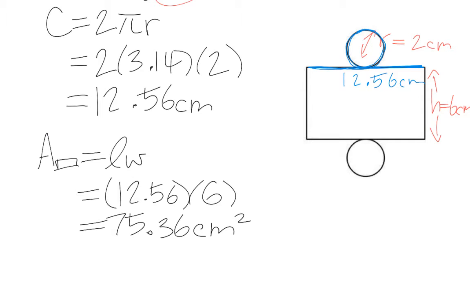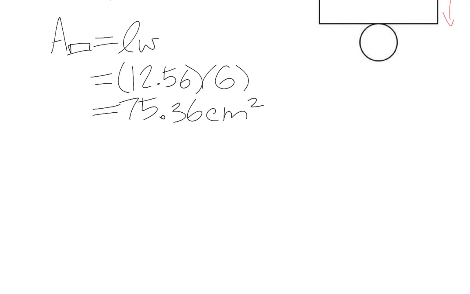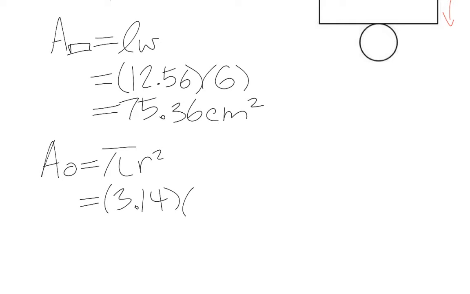Last but not least, we need to figure out the areas of the two circles. So let's go ahead and do that. So the area of a circle is equal to pi r squared. All right, so let's substitute in our known values. I know that pi is approximately 3.14, and I know that the radius is 2 centimeters, and that's going to be squared.